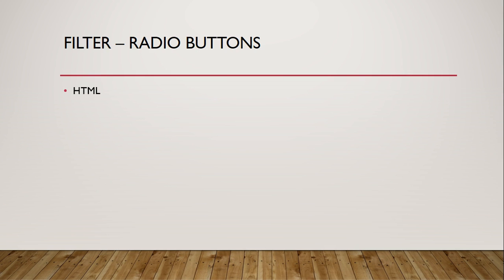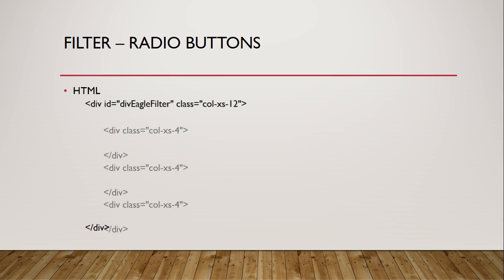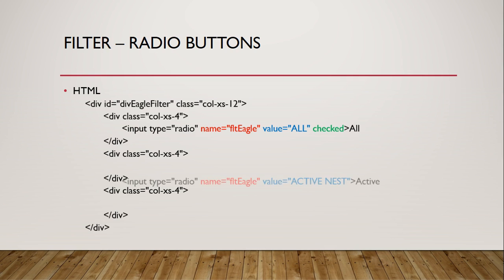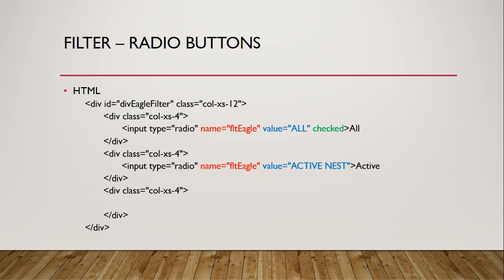Now this will require a bit of HTML to create the radio button elements. We will make one div to hold all of our radio buttons, and we'll call it div eagle filter, and give it a bootstrap column class so that it occupies the full width of the sidebar. Inside that div, we'll put three column divs that each occupy four of the 12 columns available. And each column will get a radio button. The first one will be the selection for showing all the nests. The second button will select only active locations. And the third button will select inactive locations.